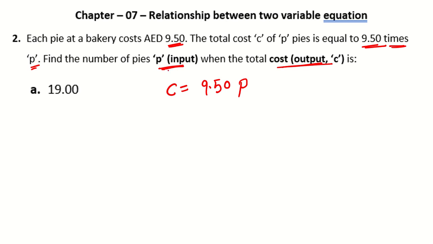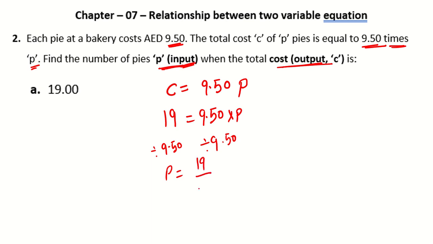Now find the number of pies P, that is the input. This time we have to find the input. So what is the output here? 19. So 19 is equal to 9.50 times P. How will you find the value of P? Just divide both sides by 9.50, as we have done in the previous lessons also. So P is equal to 19 over 9.50.